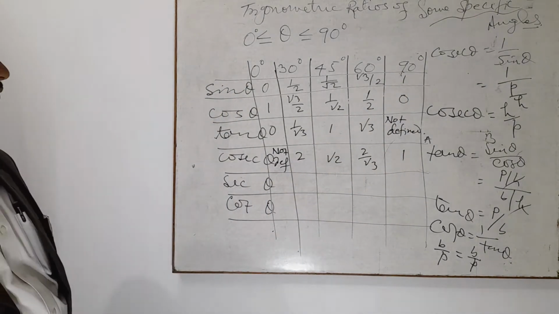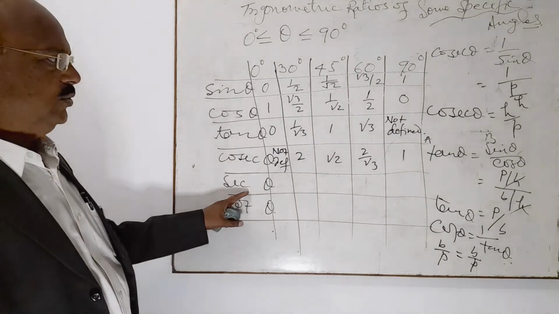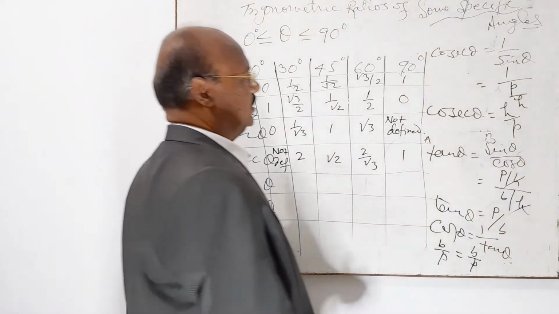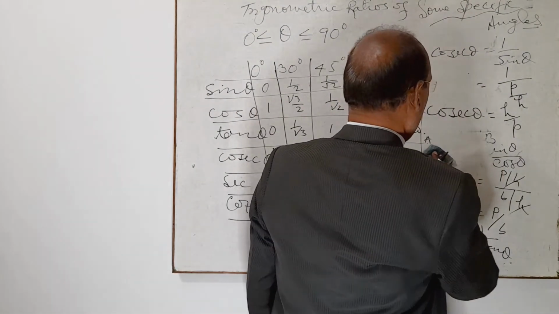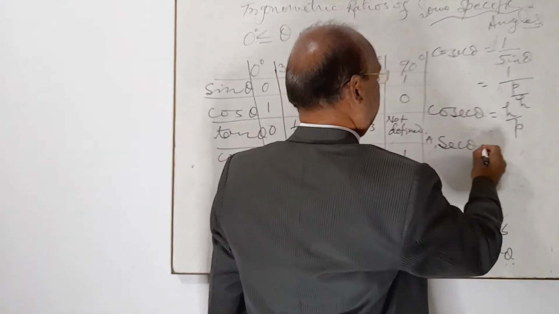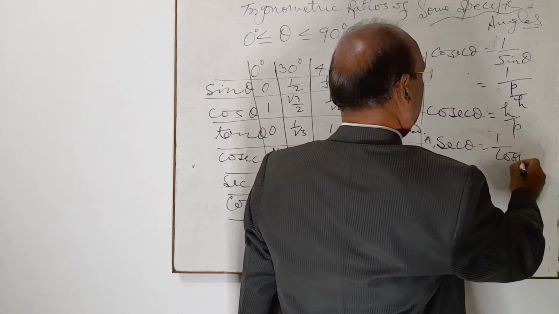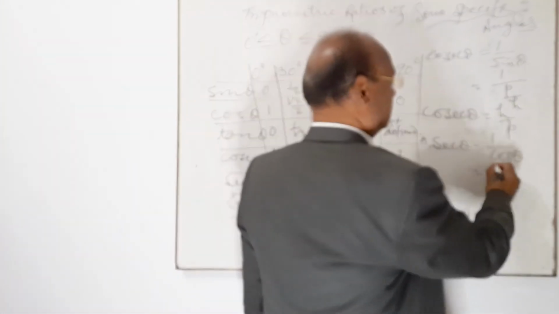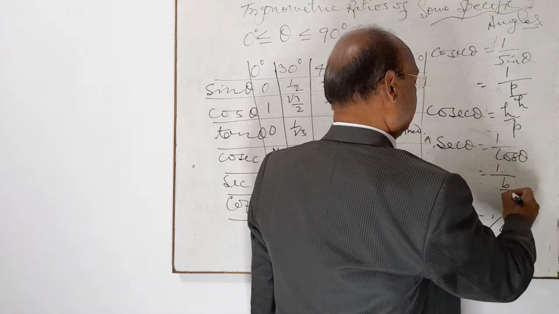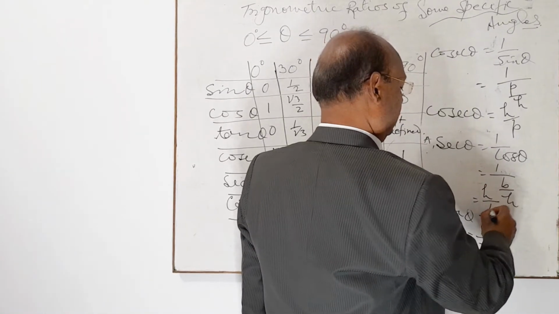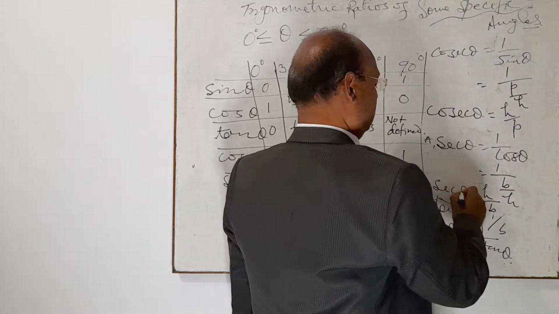Cosec theta. Similarly, we can use the formula sec theta is equal to 1 by cos theta. How? Because cos theta is B by H, so this is equal to H by B. This is nothing but sec theta.